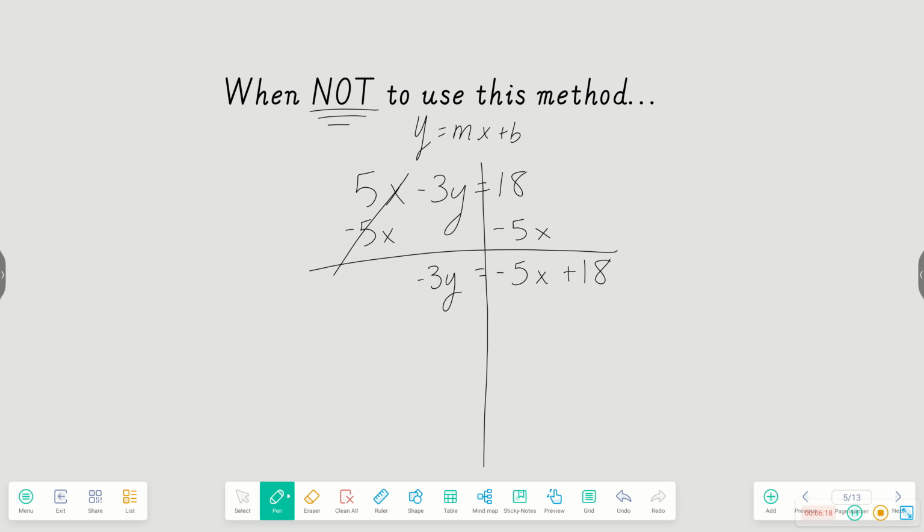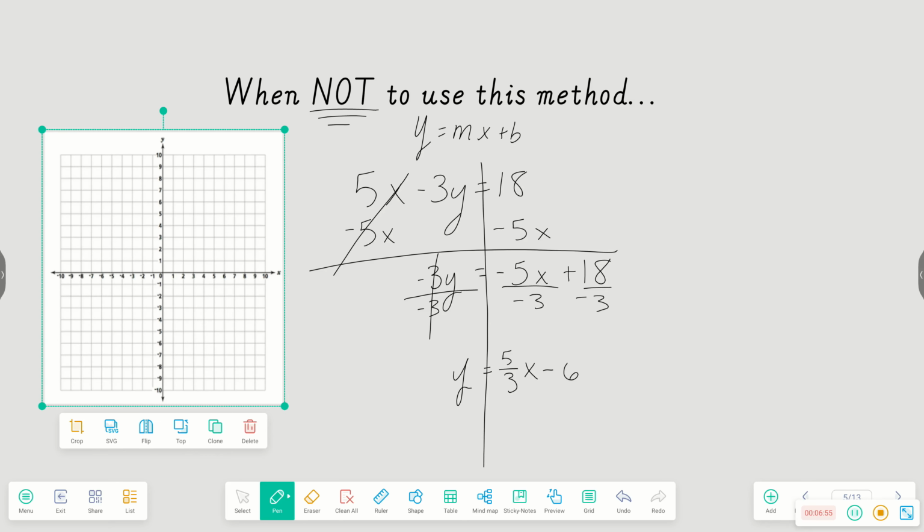I'm writing the x piece first because it's y equals mx plus b. Now this is negative 3 times y, so I'm going to divide by negative 3. If I do that, I have to divide every single thing by negative 3. On this side, I'm left with 1y. And then here we have a negative divided by a negative, which is a positive. So we have 5/3 x. And then we have 18 divided by negative 3, which is negative 6. So now we can graph this.